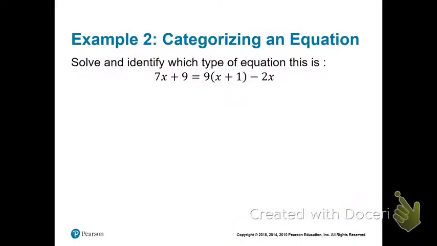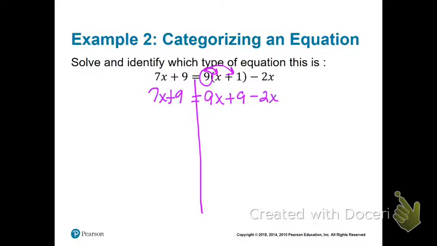All right, example 2 wants to solve and identify which type of equation this is. All right, so we're going to solve this equation. Can't do anything here on the left, so I'm going to bring it down. But on the right, I can distribute that positive 9 to the parentheses. So 9 times x is 9x, 9 times 1 is 9, and bring down your minus 2x. I can still work on the right, so I'm just going to do that. Combine like terms, 9x minus 2x is 7x, and you can bring down your plus 9.